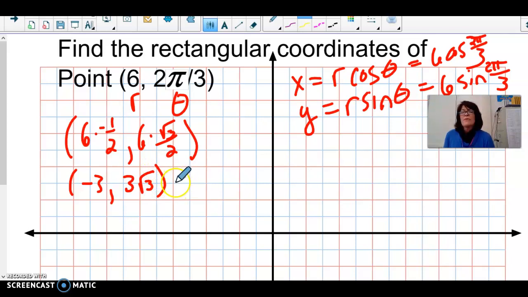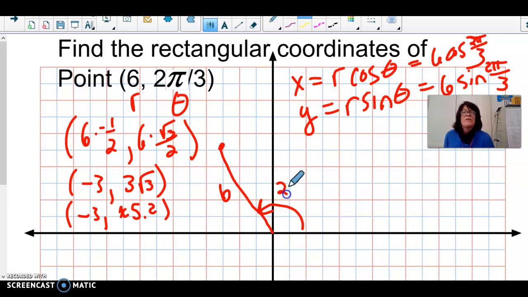And 3 root 3, if you do that on your calculator, is about 5.2. If I do 3 times square root of 3, 5.196, yeah, 5.2, we'll say, okay? So, negative 3, 5.2. That's where I think has a radius of 6, and this angle would be 2 pi over 3.